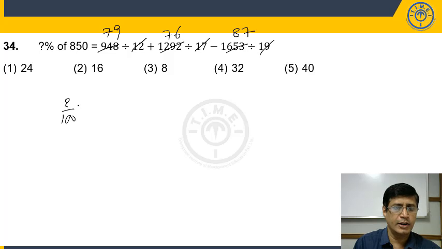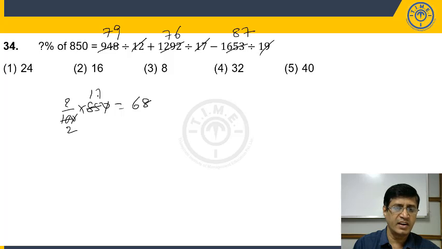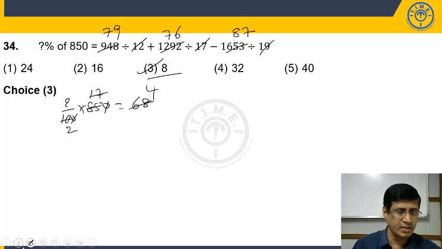So question mark by 100 into 850 is equal to the sum of these numbers. What is the sum of these numbers? It's 76 minus 87, it is minus 11. Subtract 11 from 79, it will be 68. On solving, 0 and 0 we can cancel. Now 5 2 times, 5 17 times. 17 goes exactly 4 times. The product of 2 and 4 is the answer, 2 times 4 is 8. So the right choice is option number 3.